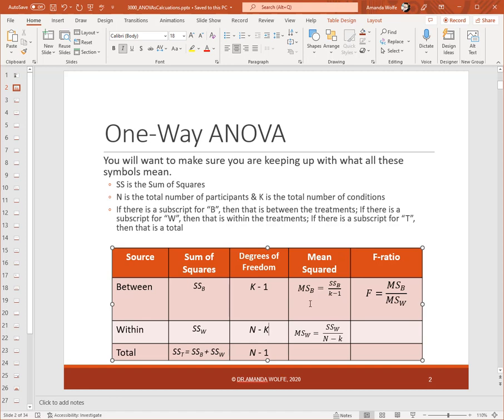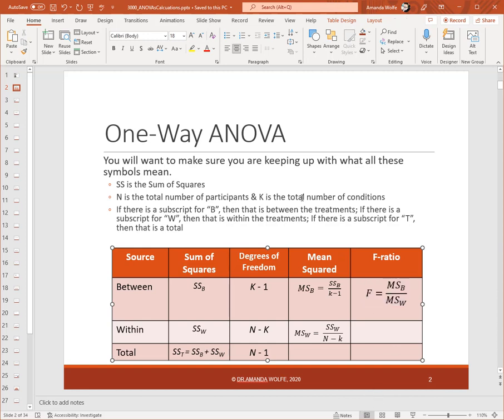Then we have our mean squared. You have our mean squared between and our mean squared within. You can see that the formula just takes the preceding two cells and divides them. So the sum of squares between divided by the degrees of freedom between gives us the mean squared between. For the mean squared within, we take the two cells that are in front of it, the sum of squares within divided by the degrees of freedom within. And then to find our F ratio, we just divide those two things. It is the mean squared between divided by the mean squared within.